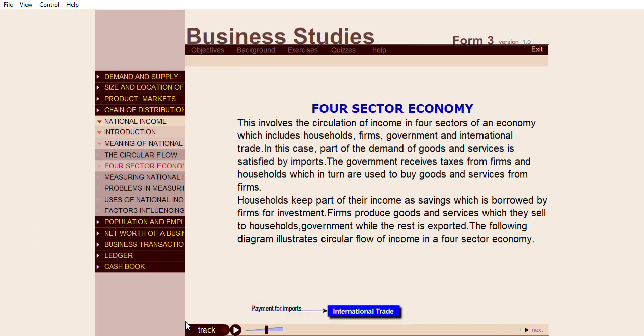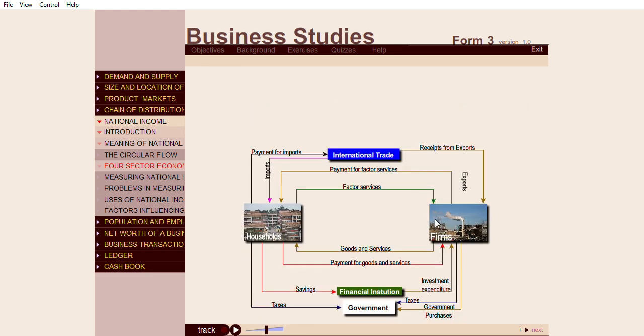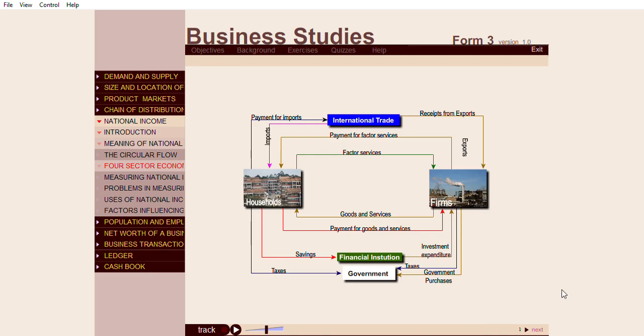Four-sector economy. This involves the circulation of income in four sectors of an economy, which includes households, farms, government, and international trade. In this case, part of the demand of goods and services is satisfied by imports. The government receives taxes from farms and households, which in turn are used to buy goods and services from farms.